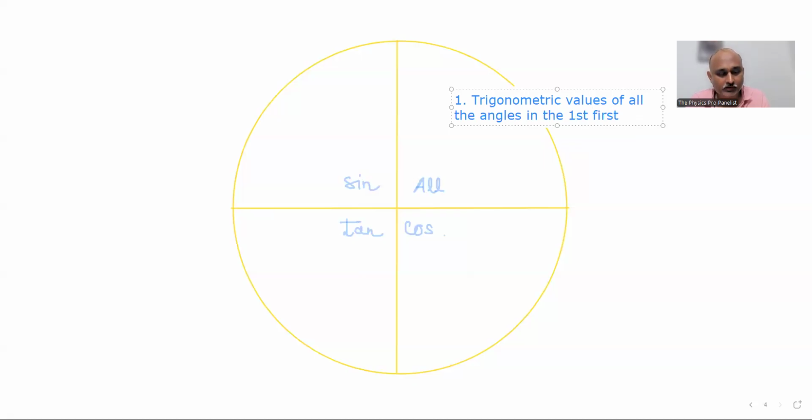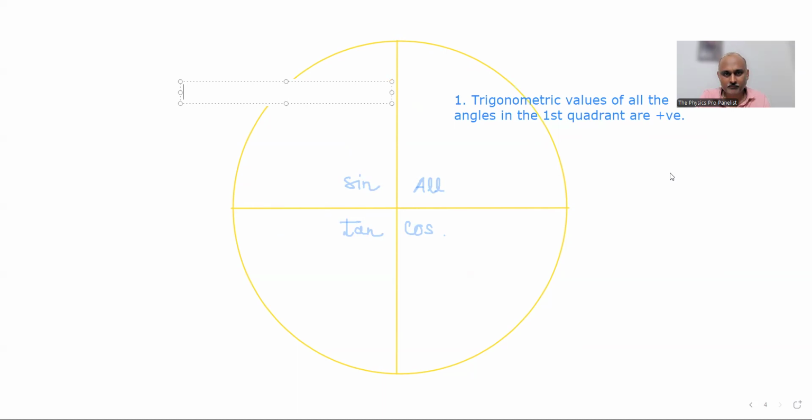In the first quadrant are positive. Trigonometric values of all the angles in the first quadrant are positive. By trigonometric values, I mean sine, cos, and tan. The rest three are reciprocals of these three, so I will ignore those three. Sir, but cosecant is the reciprocal of sine, right? But we are not interested in that while writing these rules. Okay.